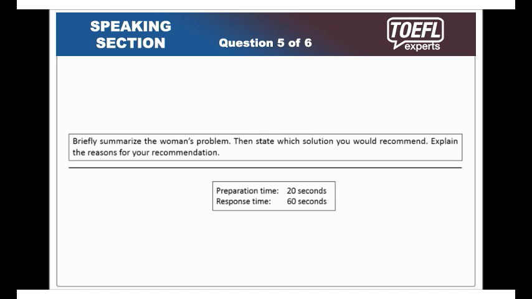Briefly summarize the woman's problem, then state which solution you would recommend. Explain the reasons for your recommendation. Begin to prepare your response after the beep. Begin speaking after the beep.